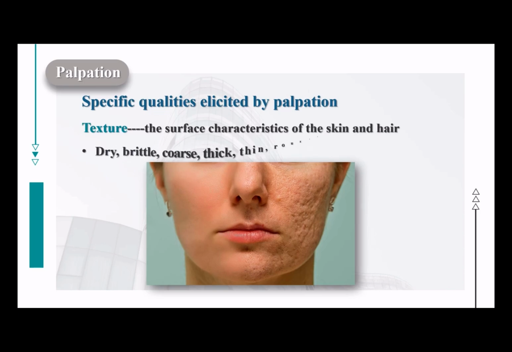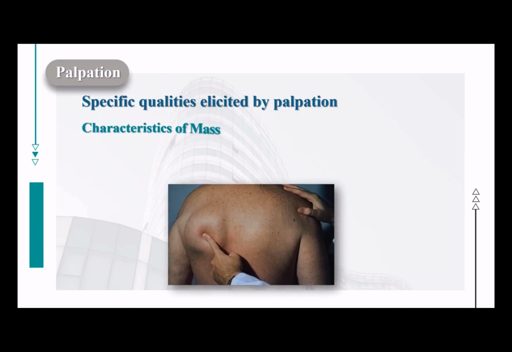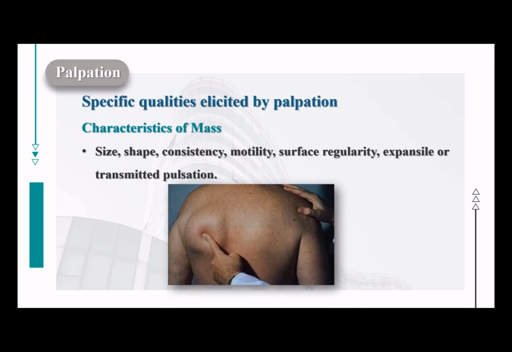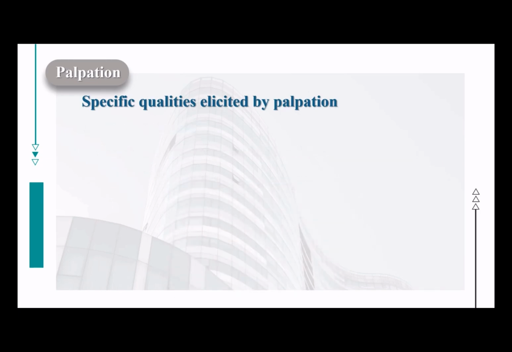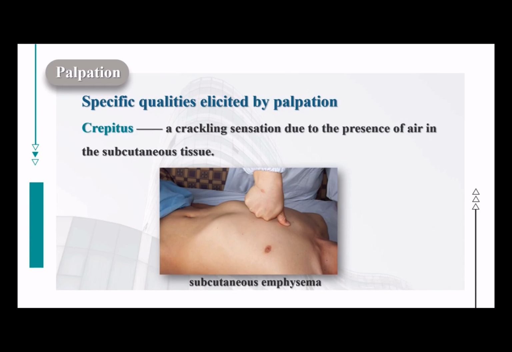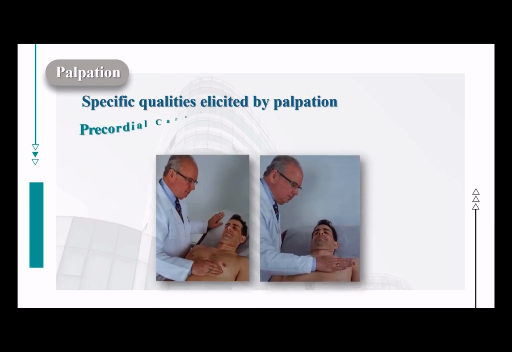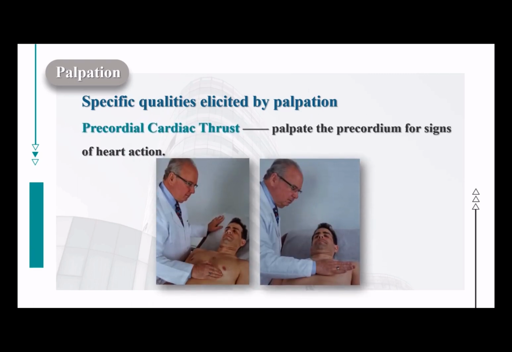Are they brittle, coarse, thick, thin, roughened, or smooth? When a mass or enlarged organ is discovered, record its size, shape, consistency, mobility, surface regularity, and the presence or absence of expansile or transmitted pulsation. During examination of the bones, joints, pleura, and subcutaneous tissue, note palpation findings. These figures show palpation of the precordium for signs of heart action.